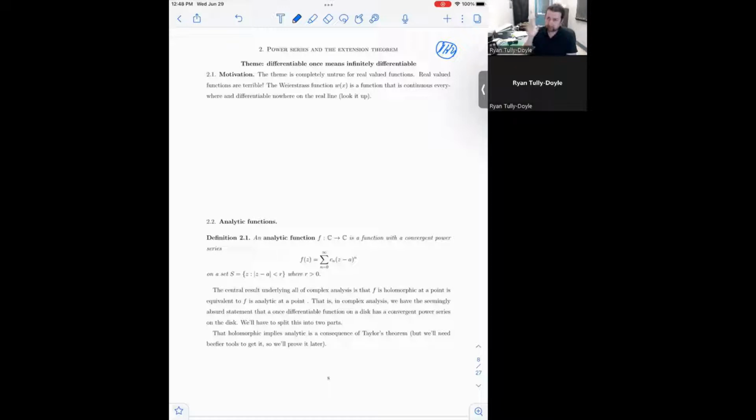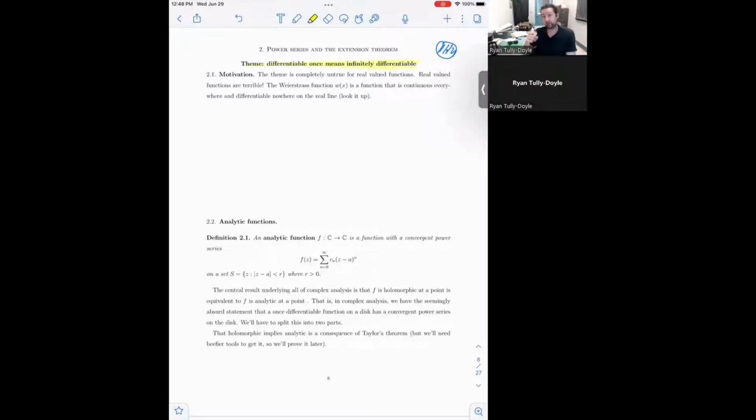So the big theme of basically all of complex analysis is that differentiable once means infinitely differentiable. In the sort of language that we're going to introduce in this chapter, it's the relationship between a function being holomorphic, which if you recall was differentiable on an open set, and a function being analytic, which as we'll see is possessing a convergent power series on some open set. So this theme is going to carry through the rest of the course.